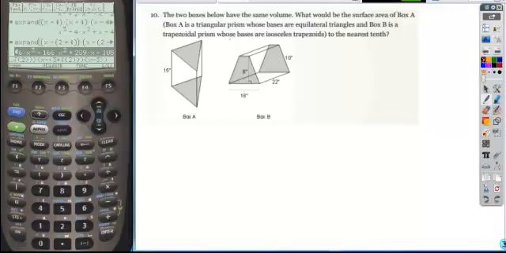But in this particular problem, what you're told is that these two boxes have the same volume. So when you look at box B, you have enough information there to determine the total volume for B. So we're going to start with that one. We'll find the volume for that, and then we'll use that to help find the other measurements for box A. So when we look at this figure right here, we're told that these are isosceles trapezoids.